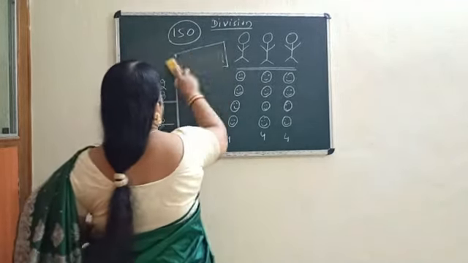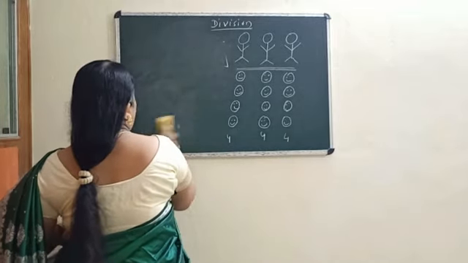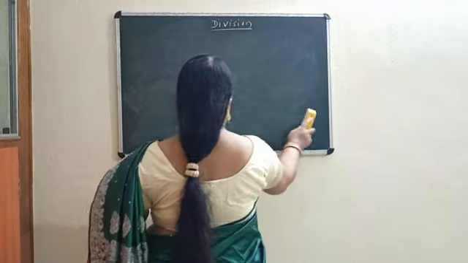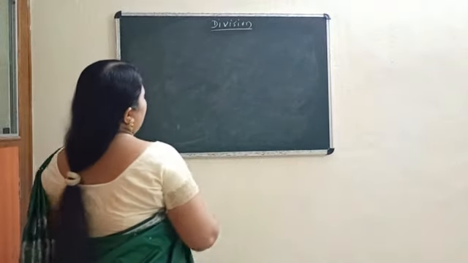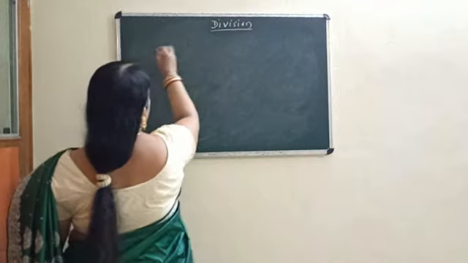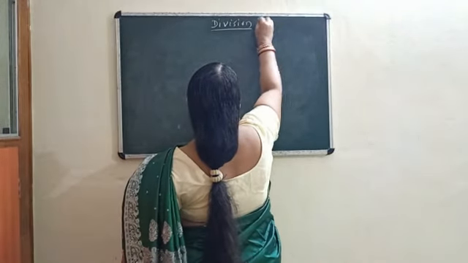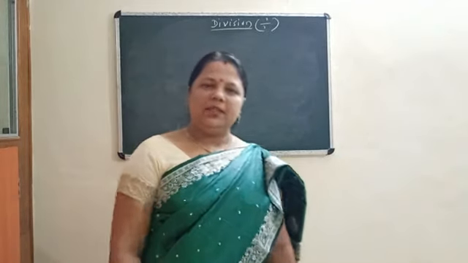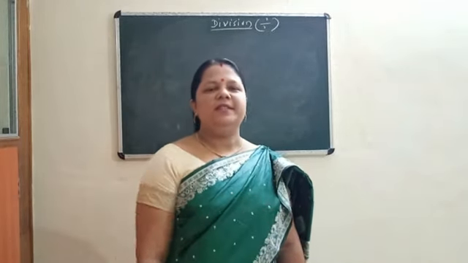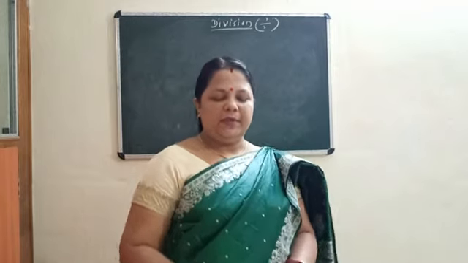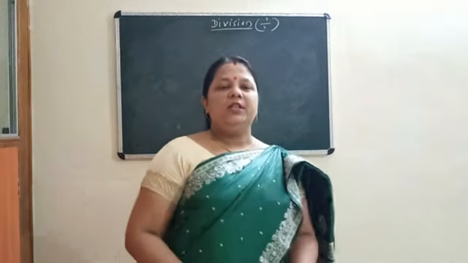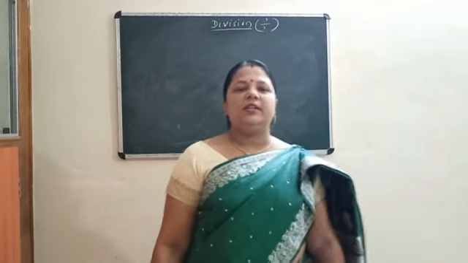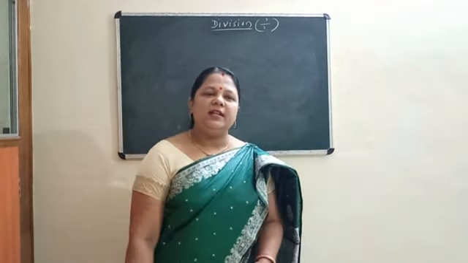So let's start today's topic, that is division, and we will discuss how we will follow this division method. This is the symbol for division. So let me tell you first, who invented this division? This division was invented by a Swiss mathematician called Johann Heinrich Rahn.